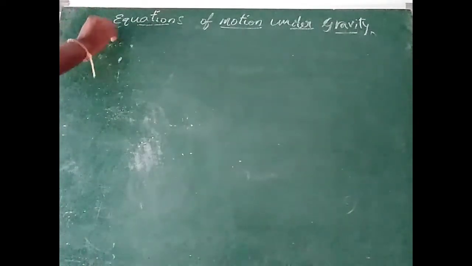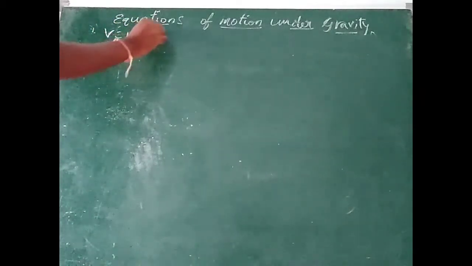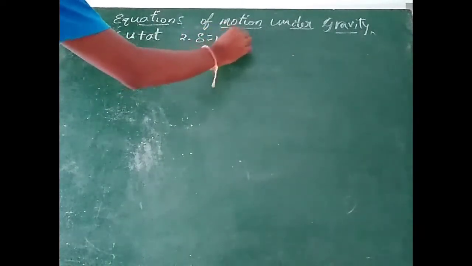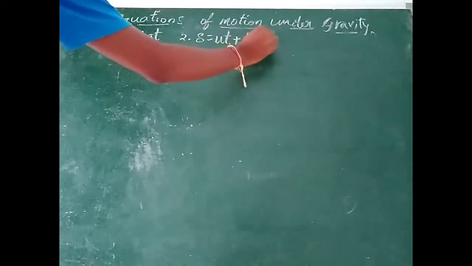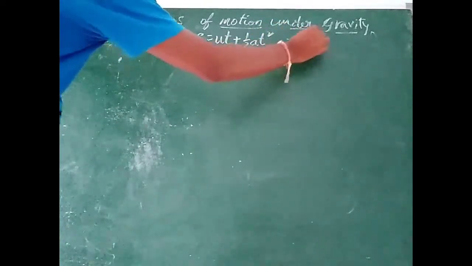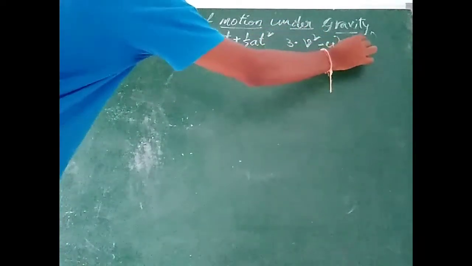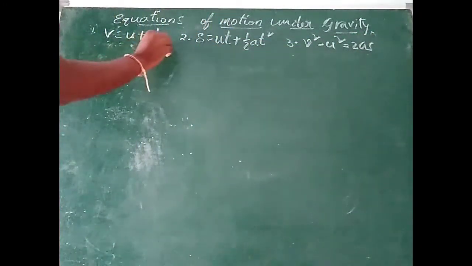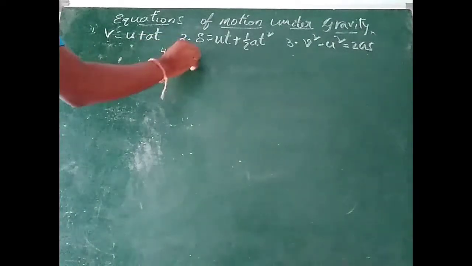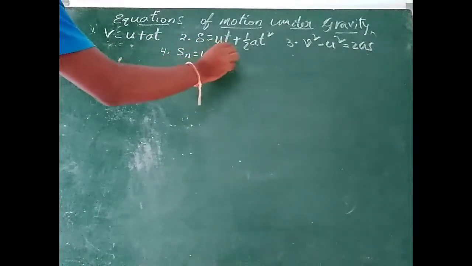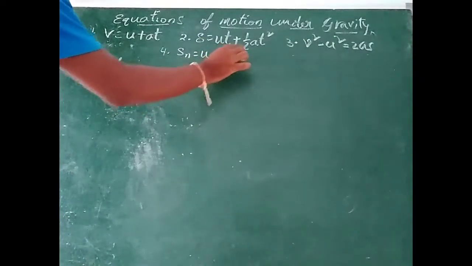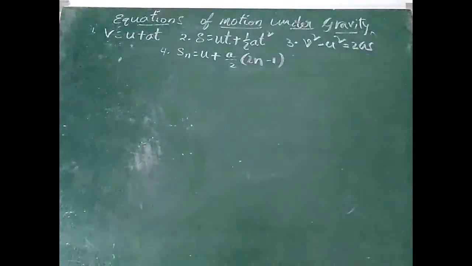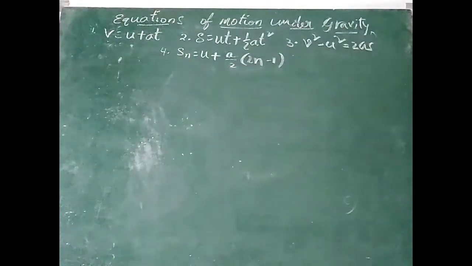First one is V is equal to U plus AT. Second one, S is equal to UT plus half AT square. Third one, V square minus U square is equal to 2AS. And finally, distance traveled by the body in the nth second, Sn is equal to U plus A by 2 of (2n minus 1). These are the four equations of motion.